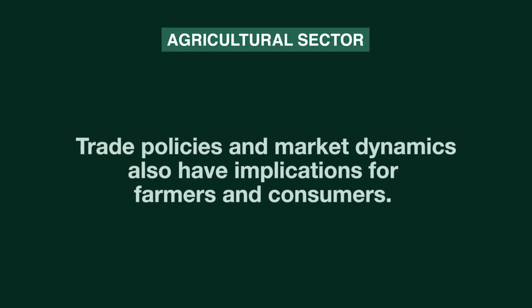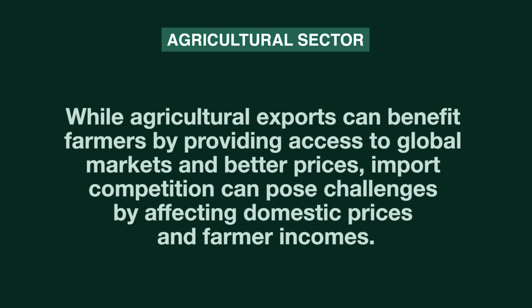Trade policies and market dynamics, these two factors, have implications for the farmers and the consumers, because agricultural exports give farmers access to the global market. Balancing the interests of farmers and consumers is very important in framing trade policies, because whenever we balance them, there should be good synergy between the two. Next, we move on to the manufacturing sector.